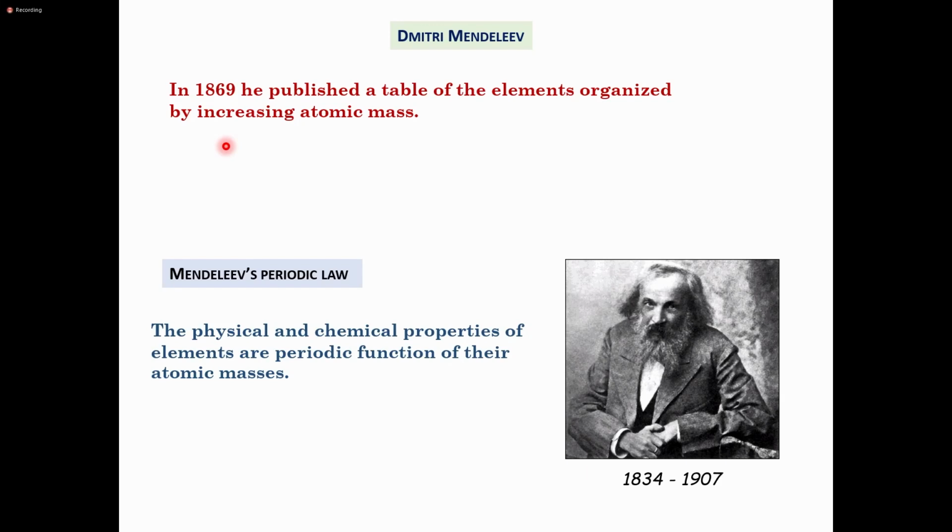Mendeleev's law is that the physical and chemical properties of the elements are a periodic function of their atomic mass. What is that? The statement of Mendeleev's periodic law means that when we arrange the elements according to atomic mass, the physical and chemical properties change. But when we come to the eighth element, its physical and chemical properties are the same as the first element.